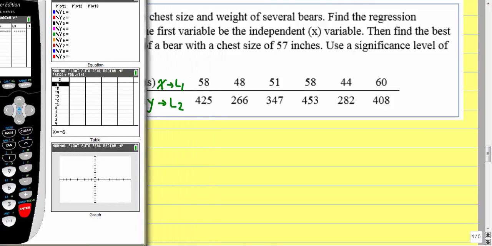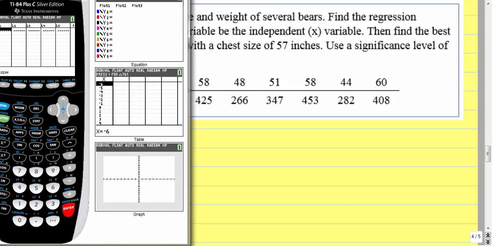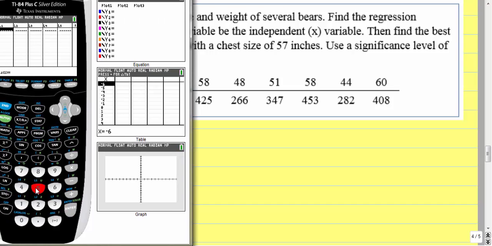So for us, L1 is going to start with 58, 48, 51, 58, 44, and 60. Okay, now L2, I need to make sure that 58 is paired with 425 pounds, 48 is paired with 266, etc. So we have to be careful that we enter these as pairs.